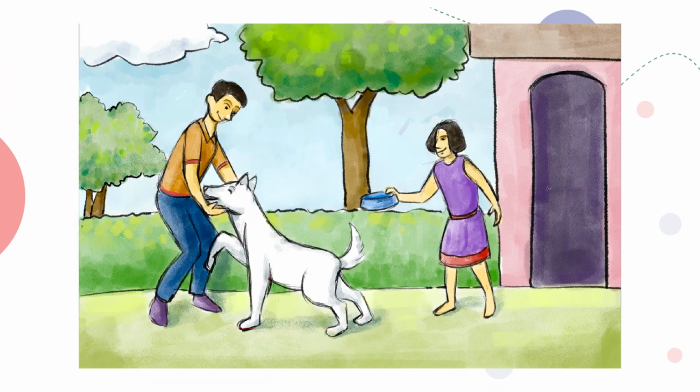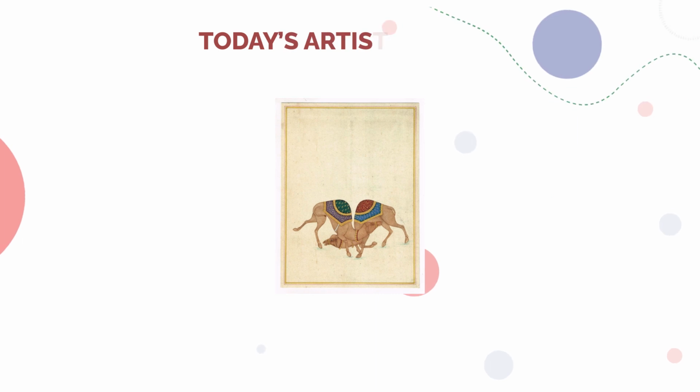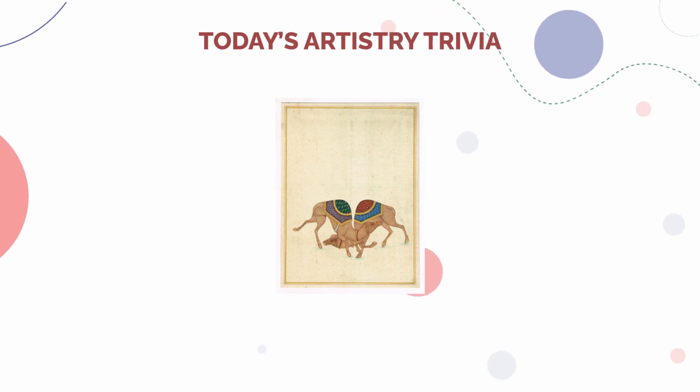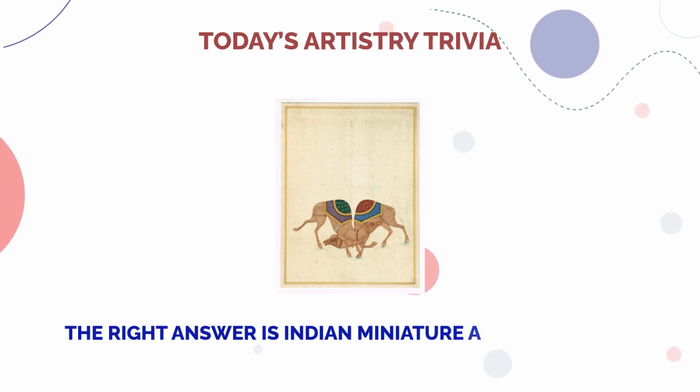And there you have it, a heartwarming scene of a boy playing with his dog, surrounded by the love and care of a friend. Now, coming back to the artistry trivia question. The right answer is Indian miniature art.